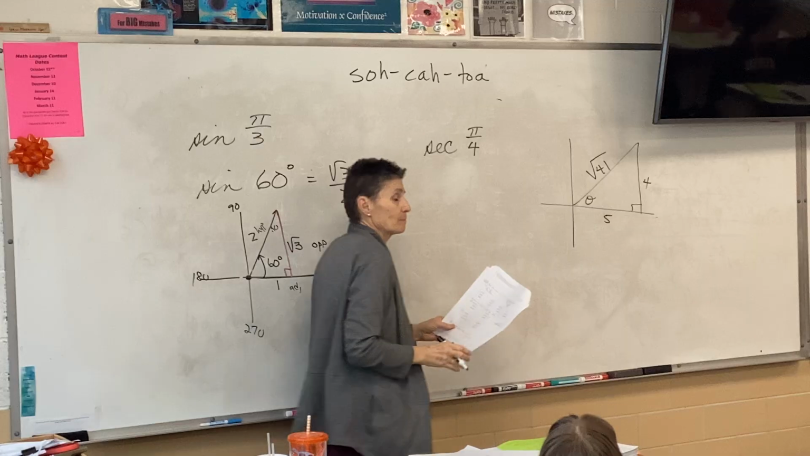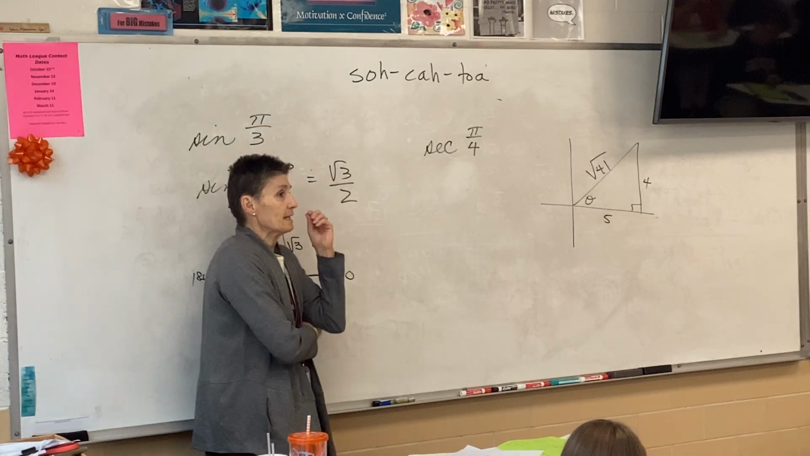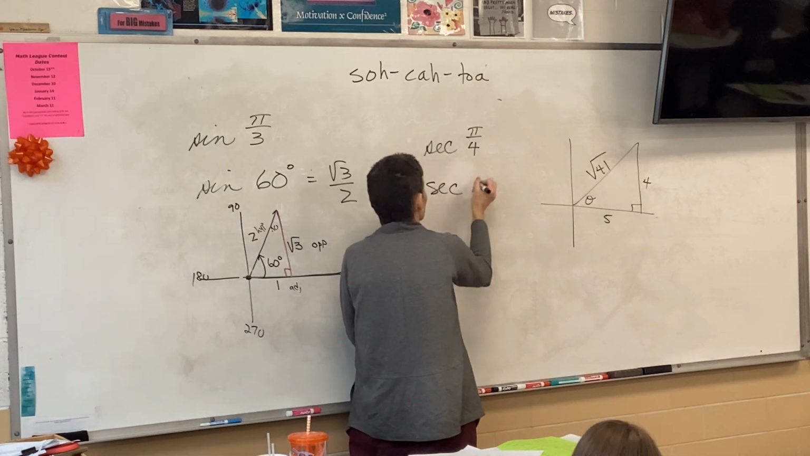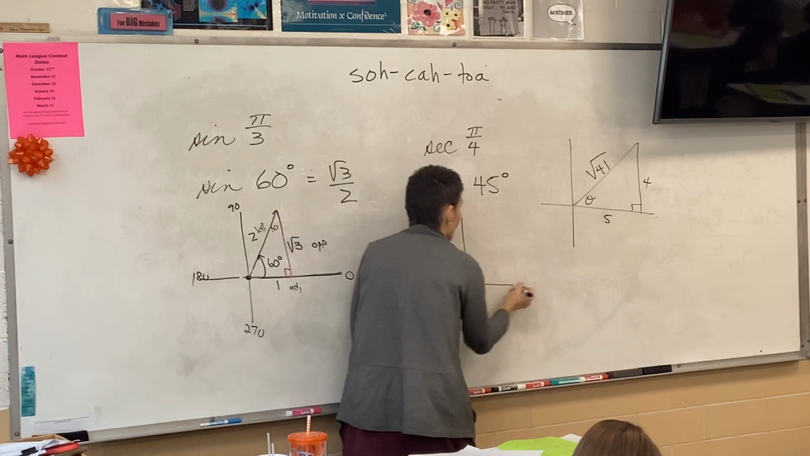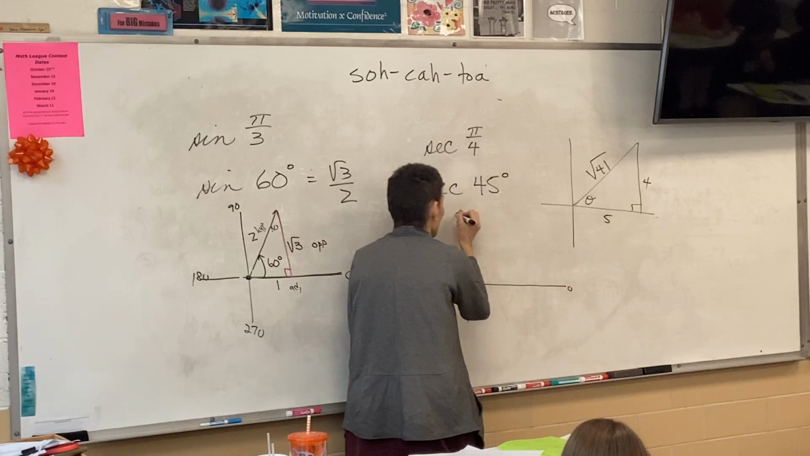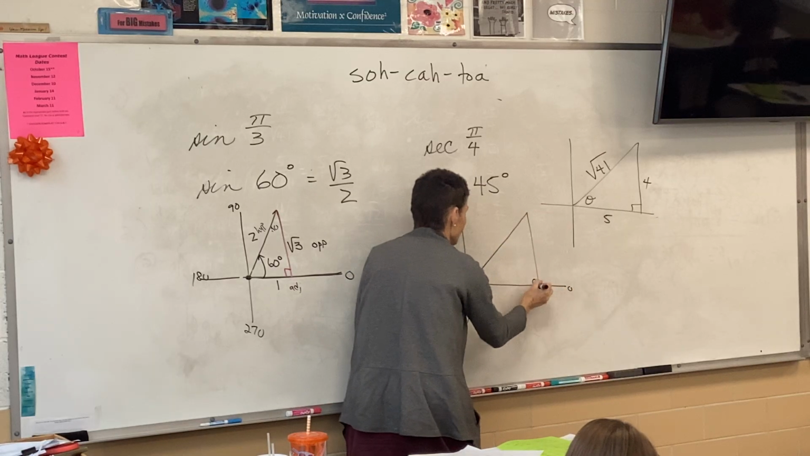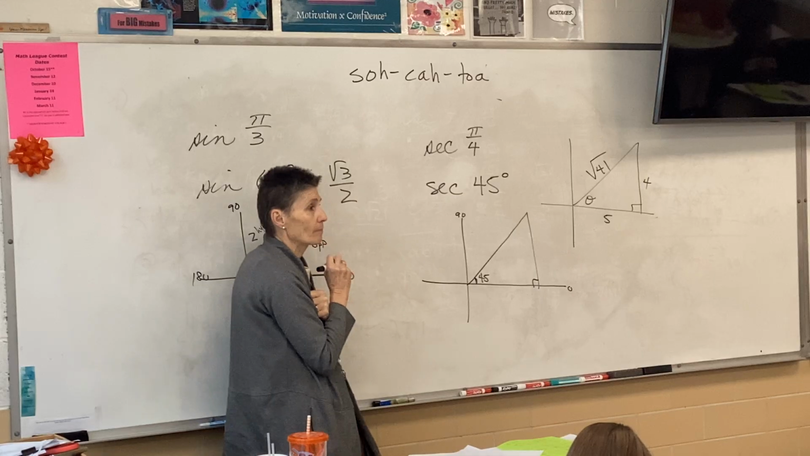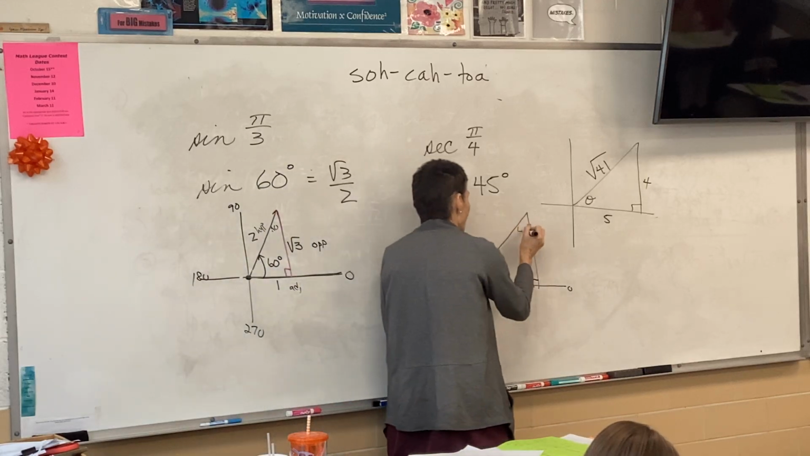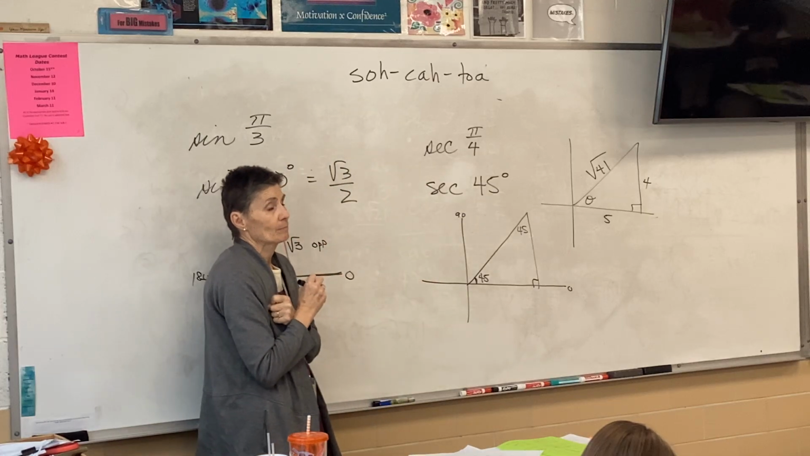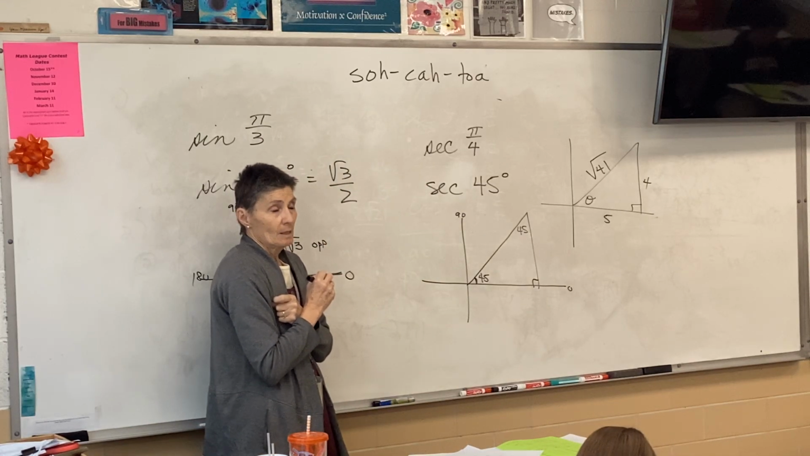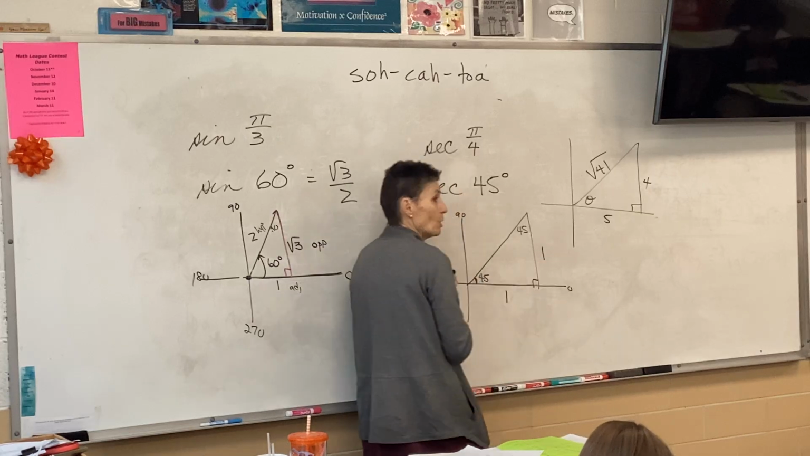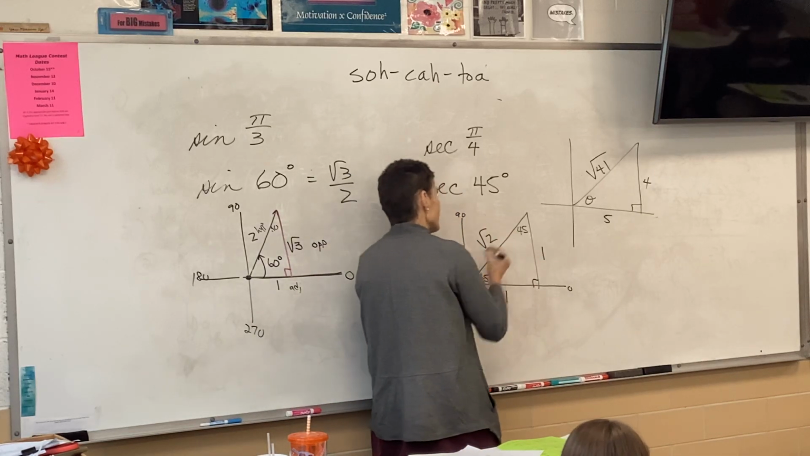Secant pi over 4. So secant pi over 4. All right, so pi is 180. So a fourth of it would be 45. So we're going to draw our triangle right there in quadrant 1 again, 45, right there in the middle. Always put your angle at the origin. So we've got a 45, 45, 90 this time. Would everyone agree with that? In a 45, 45, 90, which is an isosceles right triangle, the sides are in the ratio 1 to 1, the legs, and the hypotenuse is root 2.